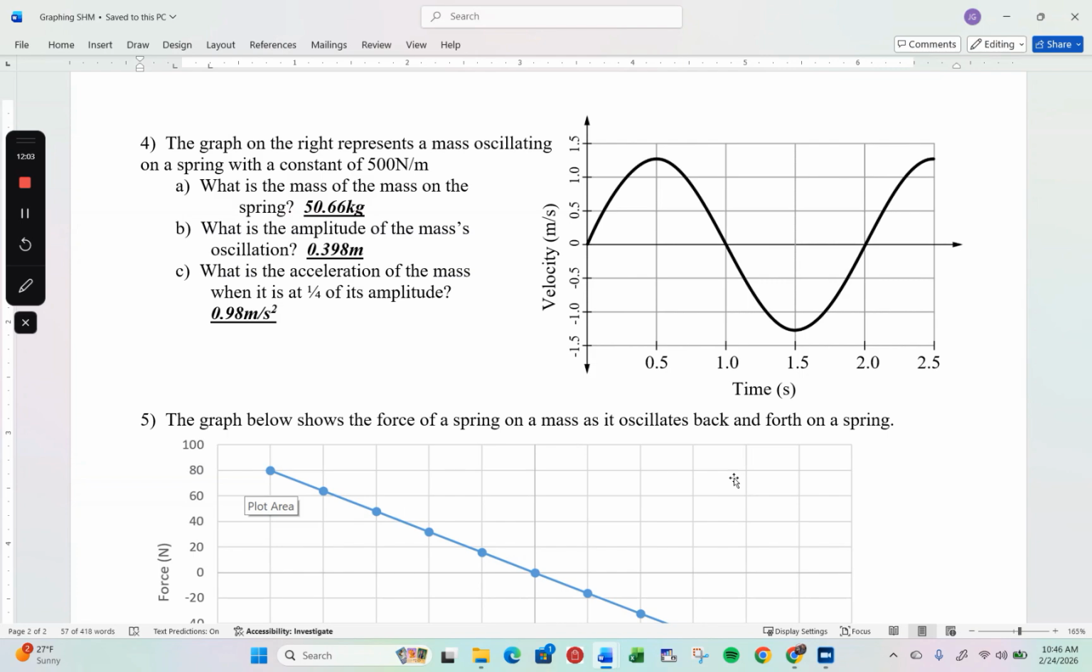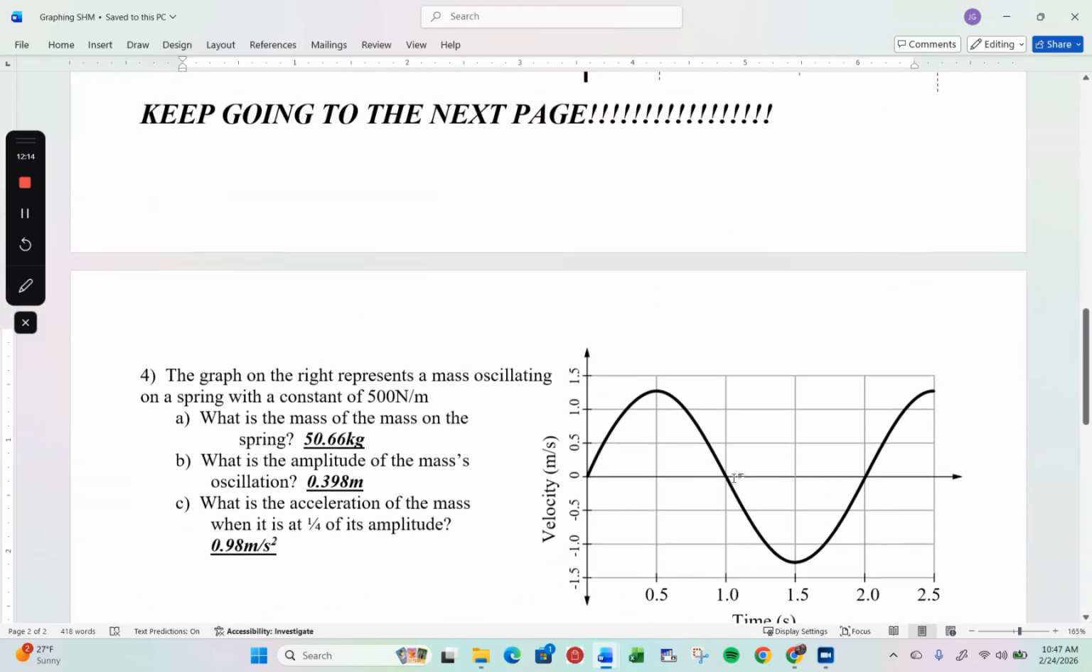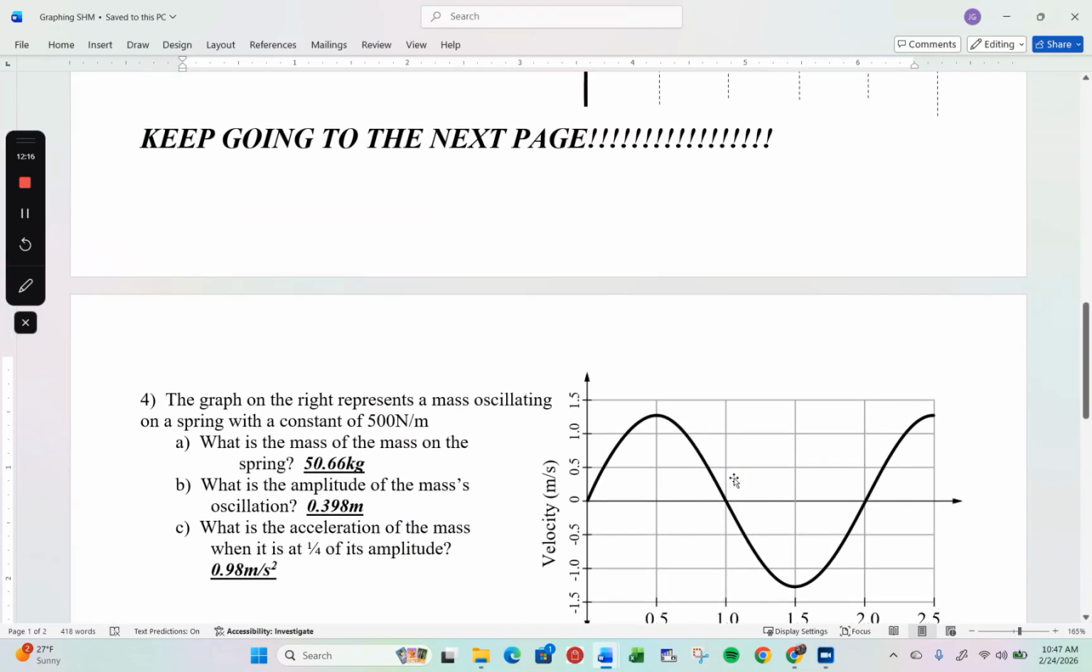Again, another graph. I can look at this graph and see the period is 2 seconds. The maximum speed is 1.25 meters per second. With that information, I should be able to answer all the other questions. And these last two down here were based on the multiple choice I could find.